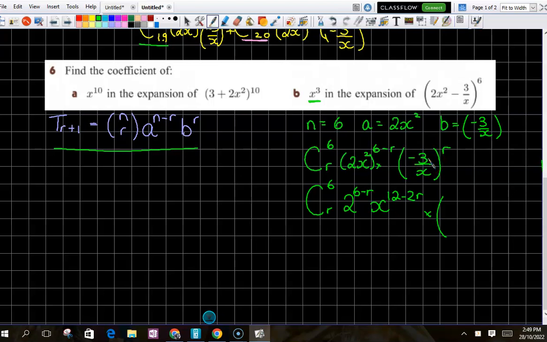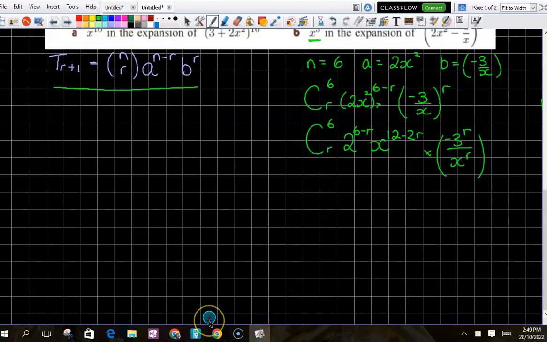Yep, top and bottom get the power. So that's going to be minus 3 to the r all over x to the r. We good there? I am focusing on my x. So I'm even going to have a bit of a change of colour here, and I've got x to the 12, take 2r, and I'm timesing, or technically you're dividing here, by x to the r.